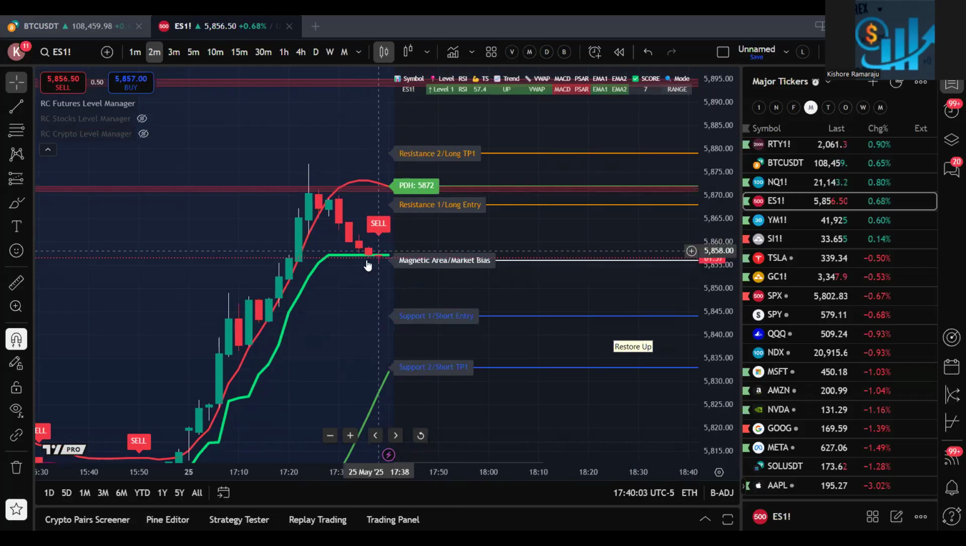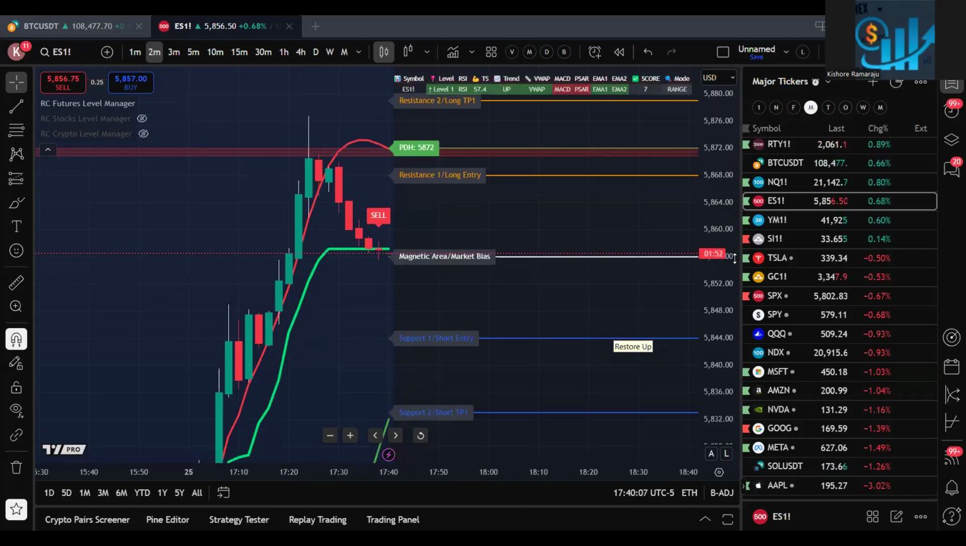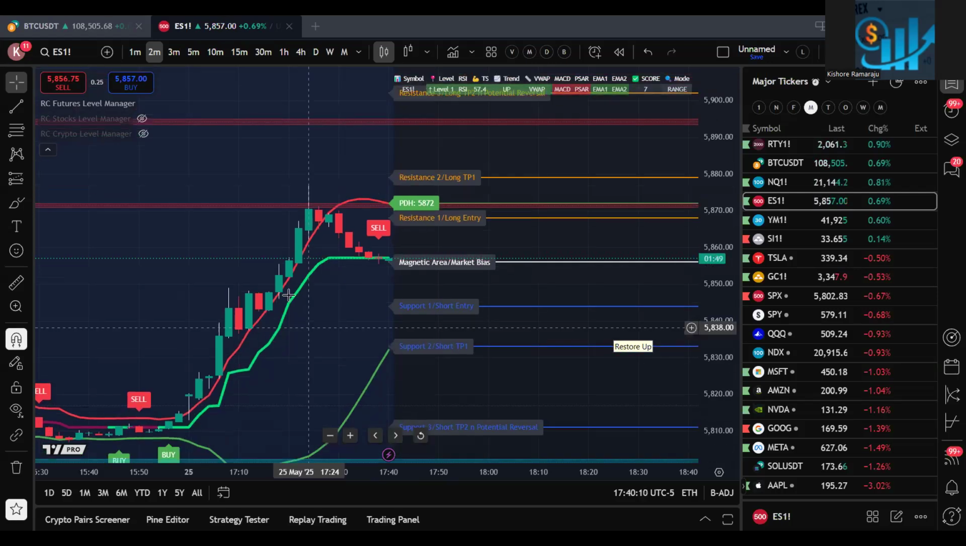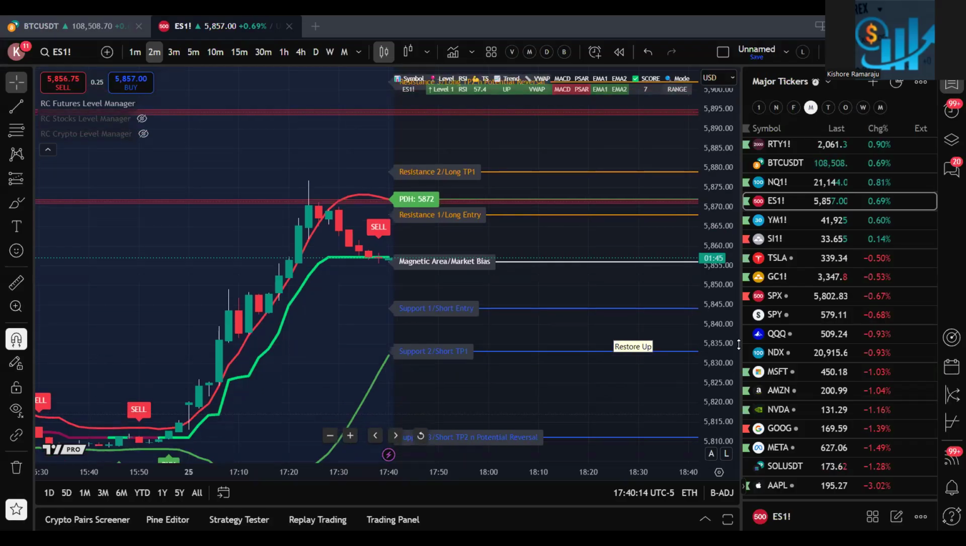Maybe next candle it may start going up. Again, it may go all the way to the top. That's why you'd better focus only on the buy opportunities. Don't take a sell opportunity. You will be in trouble if you take a sell opportunity. Now immediately it came to that magnetic area and started moving up. If this entire candle forms, then we can take a long opportunity on ES.